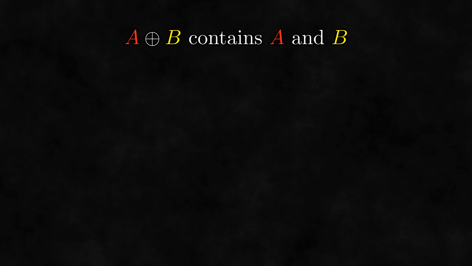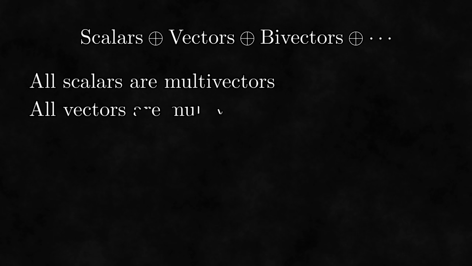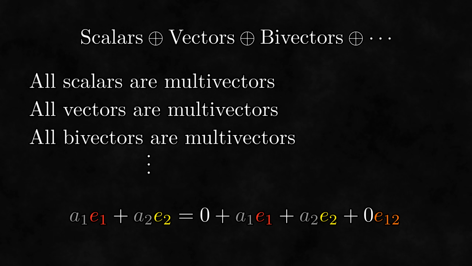Now, there's one fact about direct sums that I want to bring up. When doing a direct sum, we think of the direct sum as containing the original spaces. This means that every element of the original spaces can also be thought of as being in the direct sum. For multivectors, this means that all scalars are multivectors, all vectors are multivectors, and so on. This can be seen a little more concretely by looking at an arbitrary 2D vector. Because adding 0 doesn't change anything, this is equal to a 2D multivector with the scalar and bivector components being equal to 0.